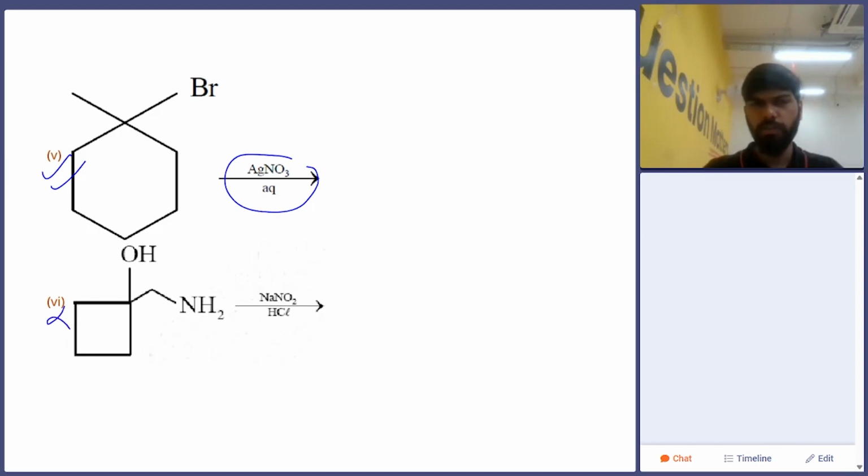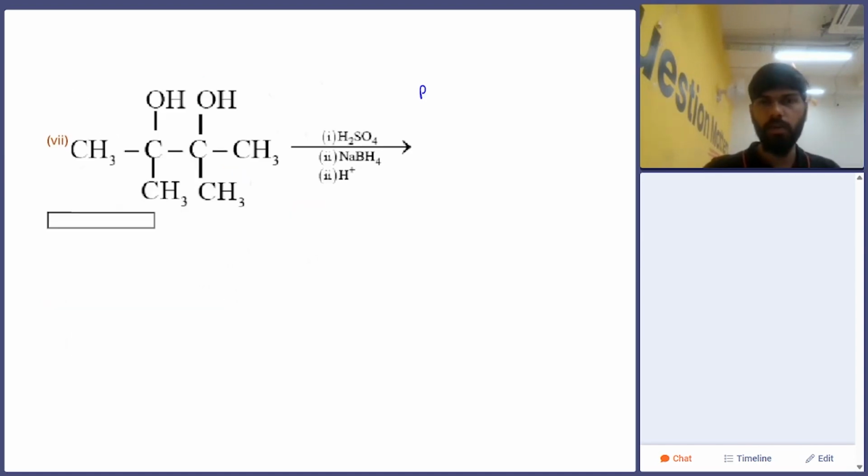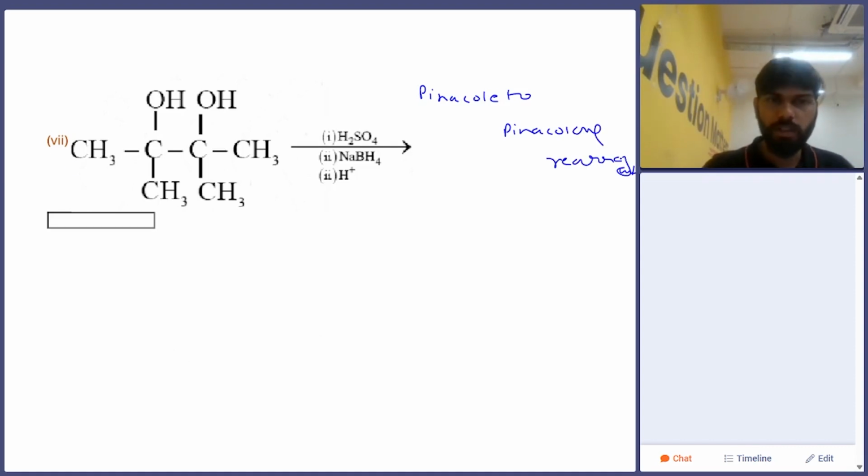Then O will go. So this is also not giving this, and this is pinacol to pinacolone rearrangement. Okay, so option 7 is also included. So in total 4 compounds react and give an alcoholic compound.